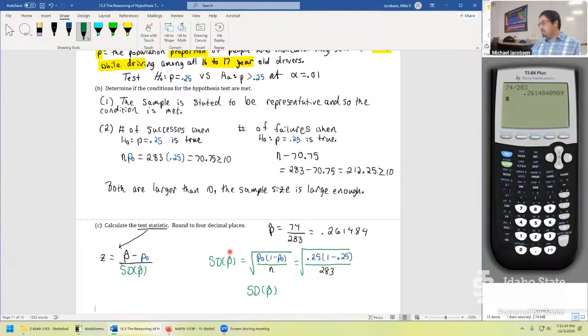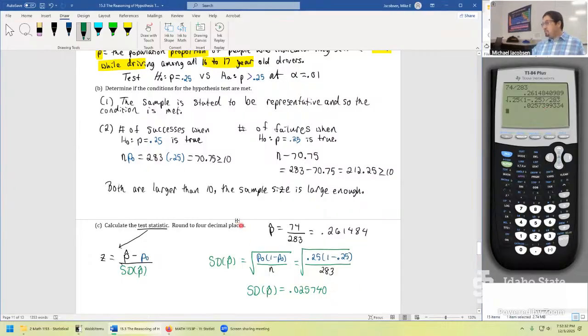So now we're ready to toss this into a calculator. This was not too bad to compute. Go second square root, 0.25 times 1 minus 0.25, divide by 283. And here's what we get. 0.0257399. So that's 1, 2, 3, 4, 5, 6. This is another round with carry kind of problem. So 0.025740 is what I would get accurate to 6 decimal places.